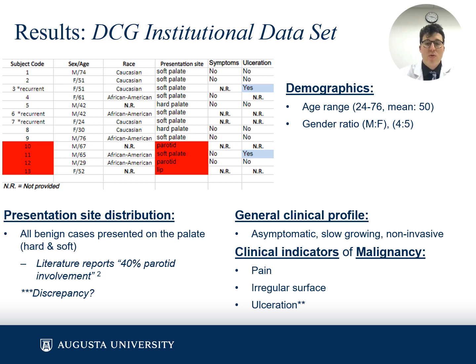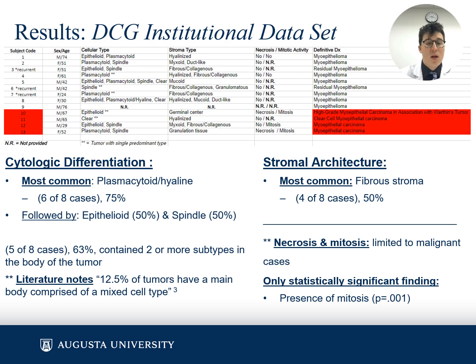With regards to a general clinical profile, myoepitheliomas are typically an asymptomatic, slow-growing, well-demarcated, non-invasive lesion, but that can vary, and I'll speak on that a little bit later. With regards to clinical indicators of malignancy, pain and irregular surface ulceration can point towards malignancy, but they're not pathognomonic. You can see in this data set, ulceration was seen in benign and malignant lesions.